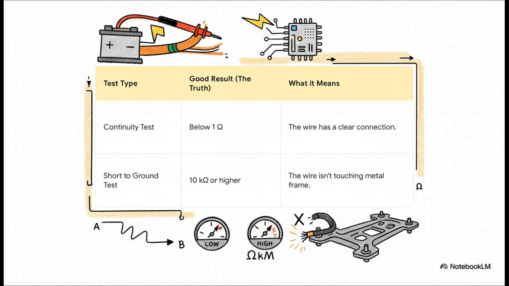So to get our answers, we perform two main tests. First up is a continuity test. Here we're looking for a really low resistance, under 1 ohm. That tells us the wire has a clear, clean pathway. The second test is a short to ground test. For this one, we want the opposite, a very high resistance. That proves the wire isn't frayed and touching the car's metal frame somewhere.